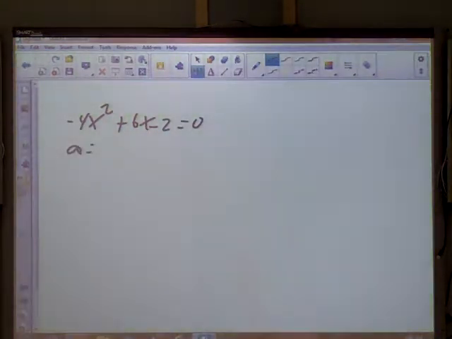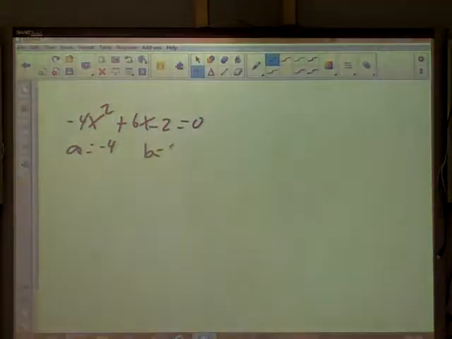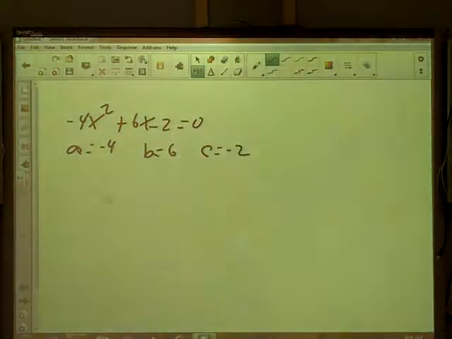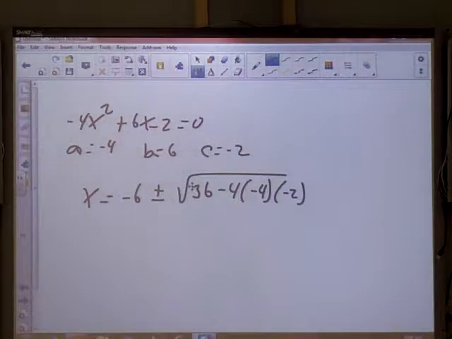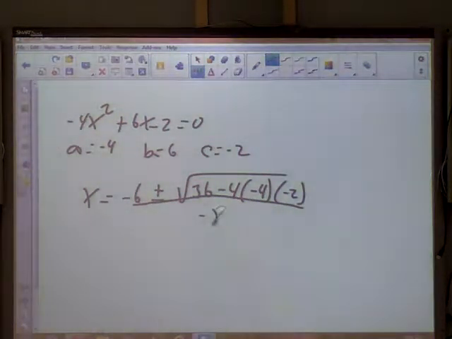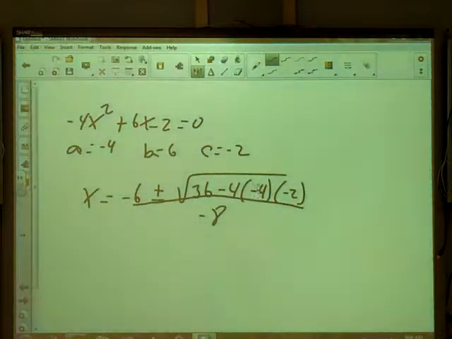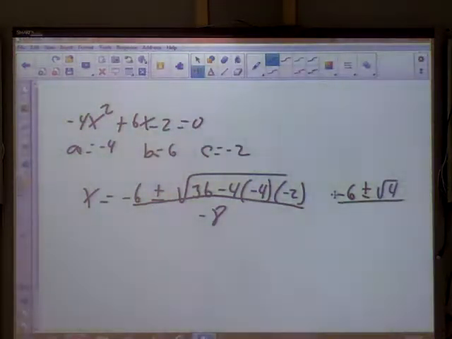My A is negative 4, my B is 6, and my C is negative 2. So I had x equals negative 6 plus or minus the square root of b squared, which is 36, minus 4 times negative 4 times negative 2, all over 2 times negative 4. That's negative times negative, that's positive 16. 16 times negative 2 is negative 32. So 36 minus 32 is 4. So you're looking at negative 6 plus or minus the square root of 4 over negative 8.